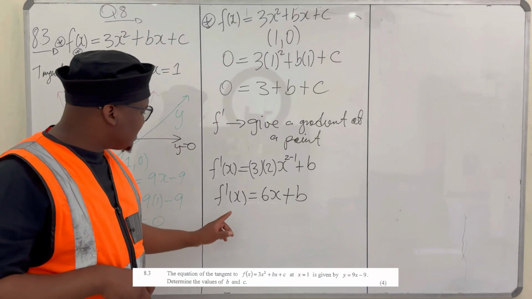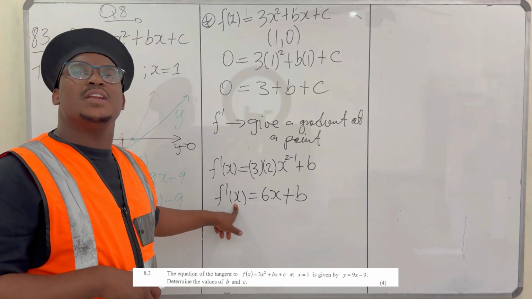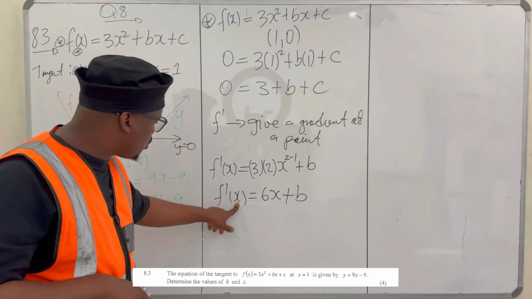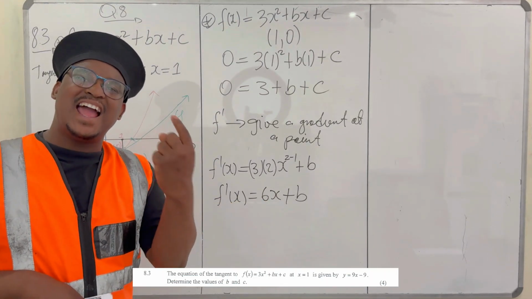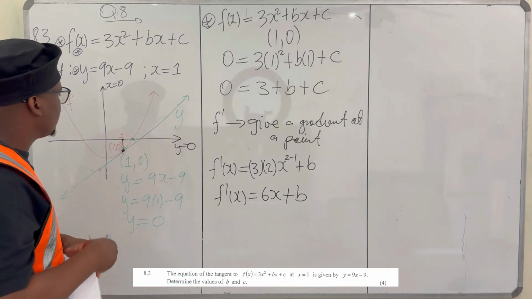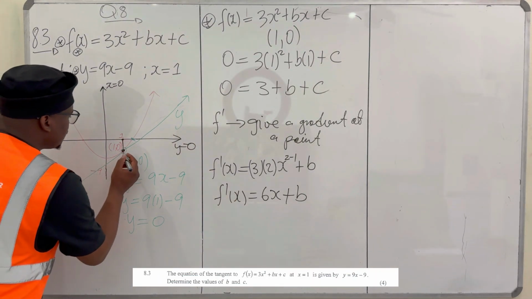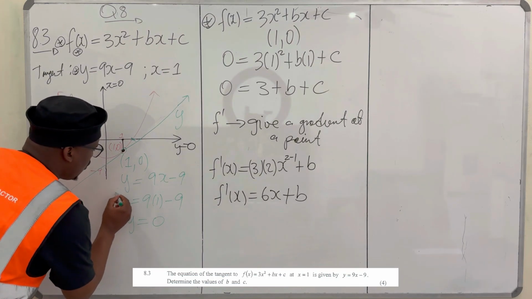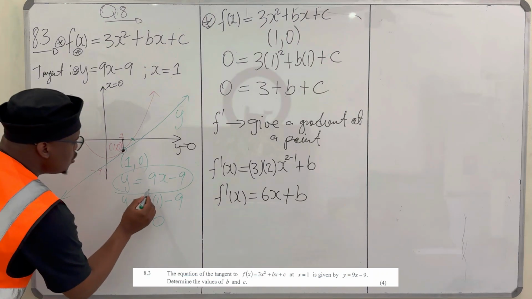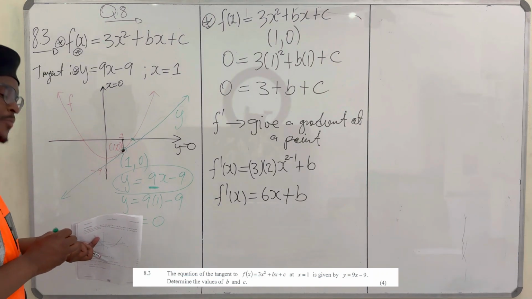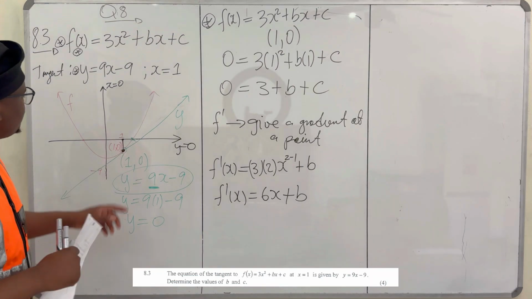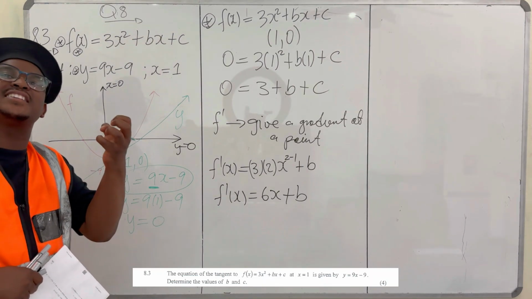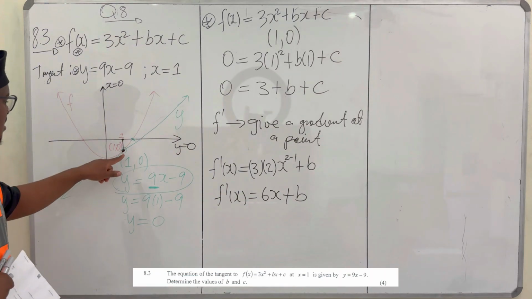So listen now. I said f prime at x will give us the gradient at point x. If we substitute 1 here, if you find f prime at 1, you will get the gradient at x is equal to 1. But look, at this point here, you have a green function, and the green function has the equation y is equal to 9x minus 9. You know the gradient of the green function at the point of contact. The gradient of the green function, which is a straight line, is equal to 9. So at that point, those two functions have exactly the same gradient, equal to 9.